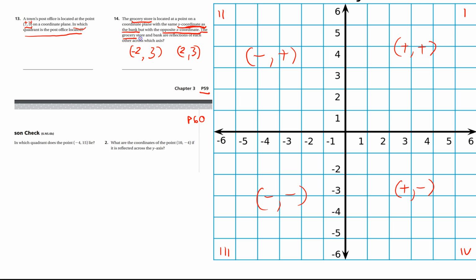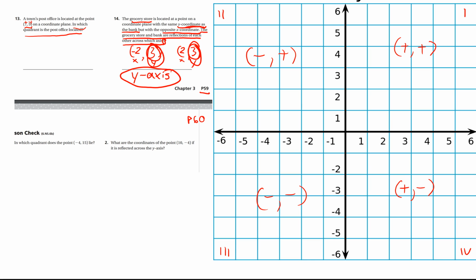And then it says the grocery store and the bank are reflections of each other across which axis? Well, their x-axis, or excuse me, their y-axis, remember it's x and then y, x and then y. Their y-axis is the one that's the same, and we learned in the previous videos that whichever coordinate is the same is the one they are reflections along. So these are reflections across the y-axis, and I know that because their y values are the same. So this is actually my answer. Across which axis? The y-axis.